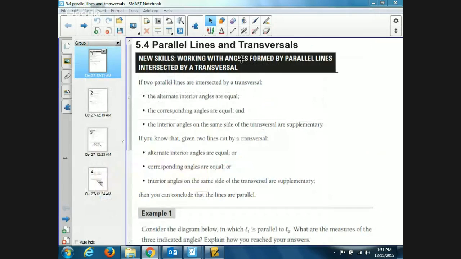in the AM. I'm recording this in the PM. It's 5.4, parallel lines and transversals.